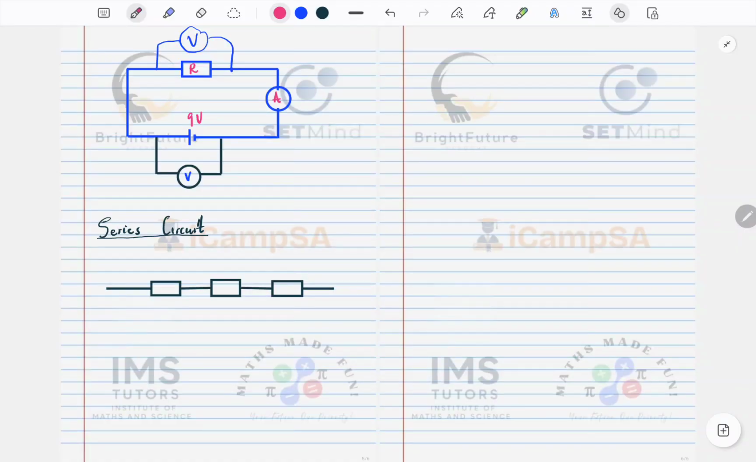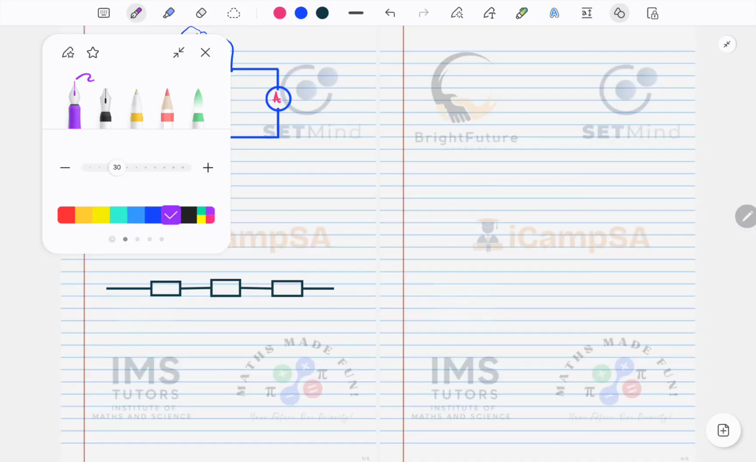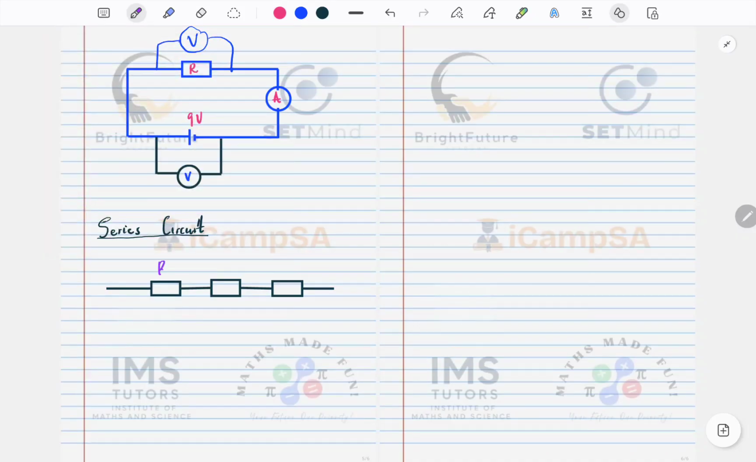Okay, so let me give a name to these boxes. So these are resistors. So I'm gonna say this is a resistor 1. Okay, this is resistor 1, resistor 2, and resistor 3. Okay, so now these are in series. Okay, so let me write it here. These resistors are in series. They follow each other.